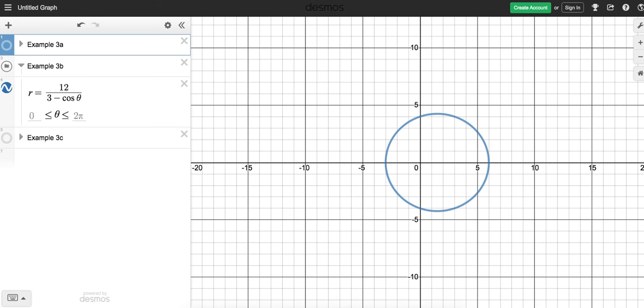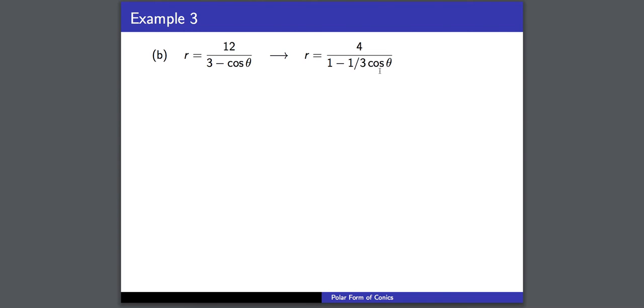And in this case, because it's cosine, it's going to be a wide ellipse versus a tall ellipse. So with e equals 1/3, which is between 0 and 1, we have a wide ellipse. You have an ellipse, but again, it's wide because of cosine. 1/3 is really close to 0. But if it was 0, then we would have an actual circle.